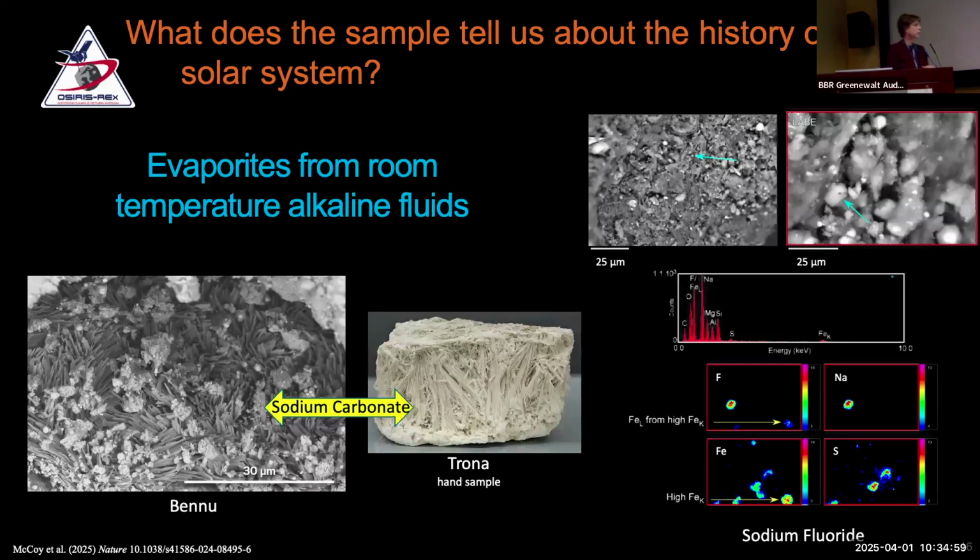And then once we get it back into the lab, we can take a look at that sample and compare it to similar things that we see here on Earth, like this Trona hand sample, and start to build an even better picture of what has happened during that asteroid's life, and accompany that with the kind of instrumentation that would be very hard to put on the surface of that asteroid.